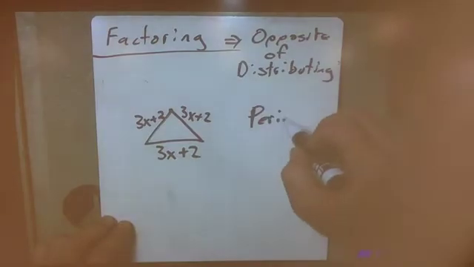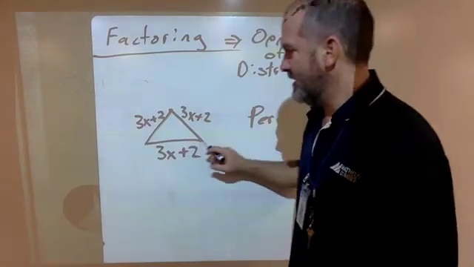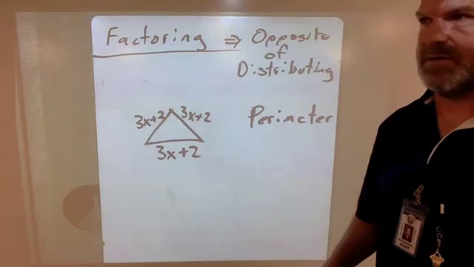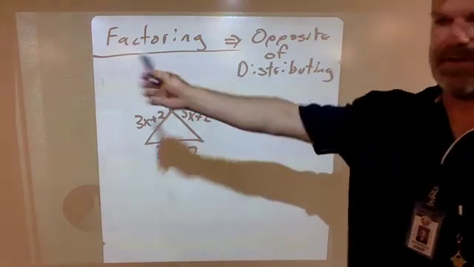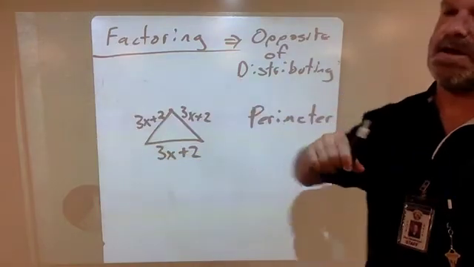Perimeter is adding up all the outside sides of a shape. So like if you wanted to put a fence around the perimeter of your property, you would put a fence all the way around the edge of your property. Perimeter means all the way around the outside.